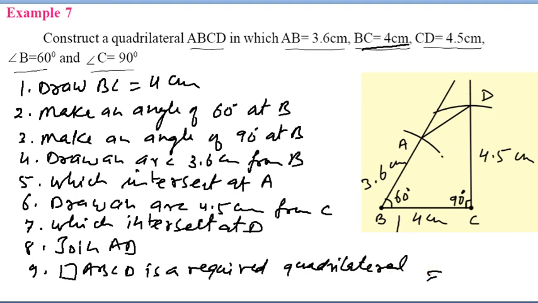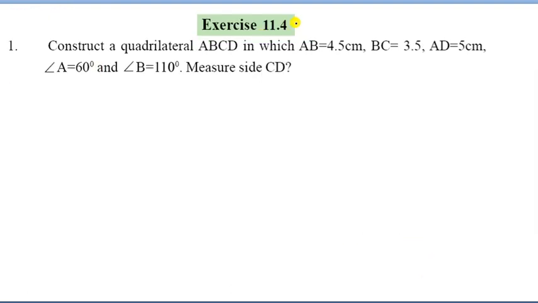Let us start the exercise number 11.4 and the question number 1. So here is the quadrilateral ABCD in which AB is given as 4.5 centimeter, BC is given as 3.5 centimeter, AD is 5 centimeter, and angle A is 60 degree and angle B is 110 degree. Now measure the CD. It is the most important thing. Let us start how we can construct this one.